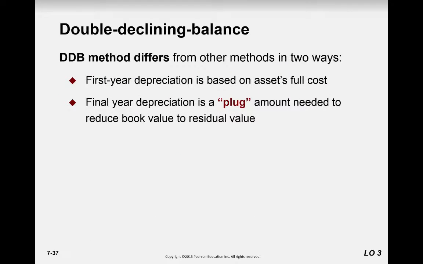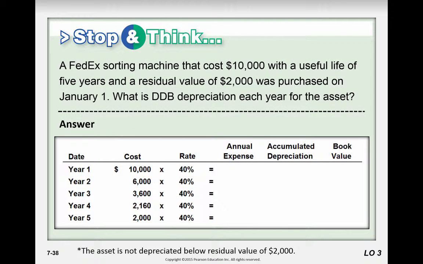Now our double declining balance is a bit different because the first year's depreciation uses the full asset cost. And then in the final year, we're kind of plugging the amount to make sure that we don't go past the residual value. So let's go through an example with that same sorting machine that we purchased for $10,000 with a residual value of 2,000 for 5 years. Our depreciation rate is going to be 40%. Remember, 1 divided by 5 times 2 equals 40%. And we have our cost going down here.